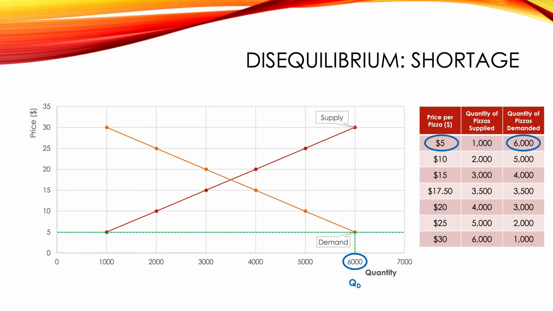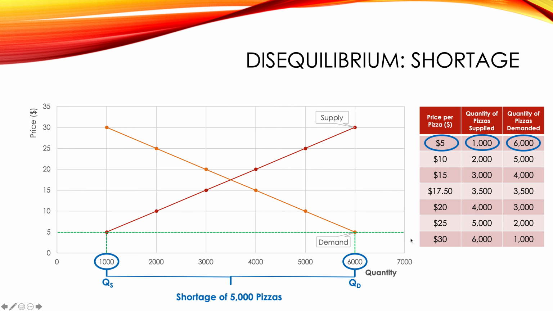Unfortunately, if the price is only $5, the quantity supplied, where this line hits our supply curve, is only going to be 1,000. So here you can see in this row of the table, at a price of $5, the quantity of pizza supplied is only going to be 1,000, but the quantity demanded is going to be 6,000. In other words, this is going to leave us with something called a shortage. The shortage in this case is going to be 5,000 pizzas. Quantity demanded exceeds quantity supplied by 5,000 pizzas.